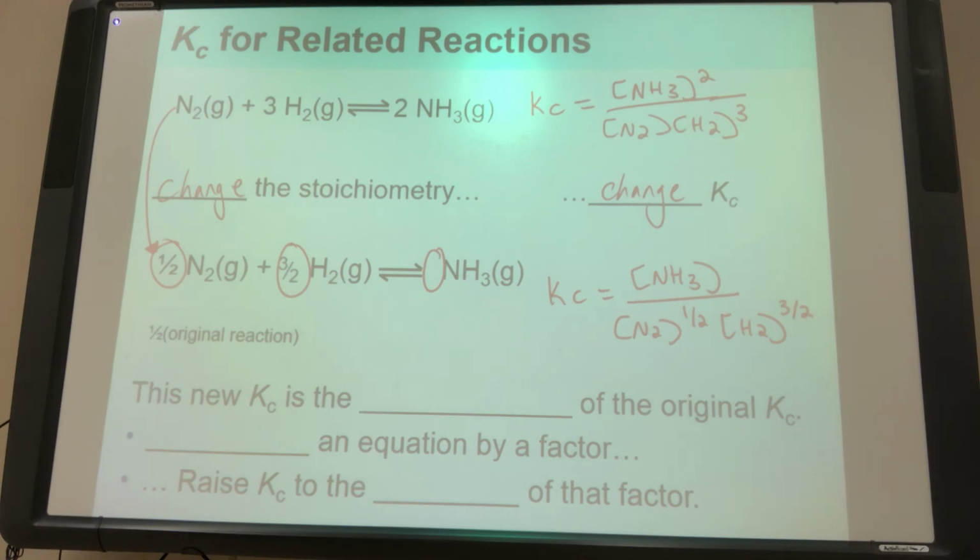Now, let's talk about what we did. This new Kc, how does it relate to the original? So how does this guy relate to this guy? Or another way you could think about it, what would I do to this one to get this one? Now think about it. Let's just look at the top. I go from NH3 squared to just NH3. So to go from something squared to it by itself, I had to take the square root of the first one to get to this one. So the new Kc is the square root of the original Kc.